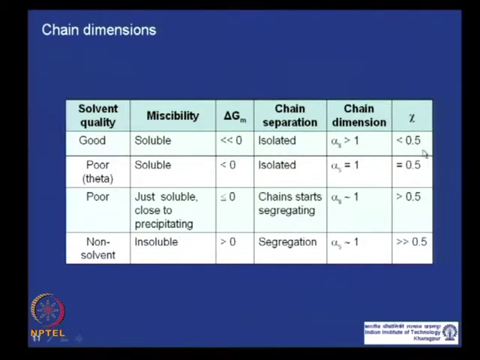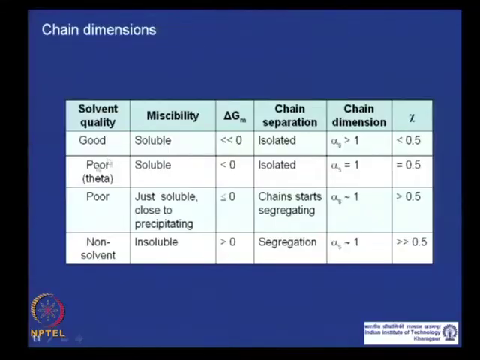These are all interrelated. For a theta solvent, chi is 0.5, the expansion factor is 1, chains are still isolated, and the Gibbs free energy of mixing now comes only from the combinatorial entropy, which is basically small for a polymer-solvent system, but still negative. Combinatorial entropy is positive, so it contributes negatively to the free energy, and it favors the mixing process. So, in theta conditions mixing is still possible and favorable, and you get a soluble mixture of polymer and solvent.